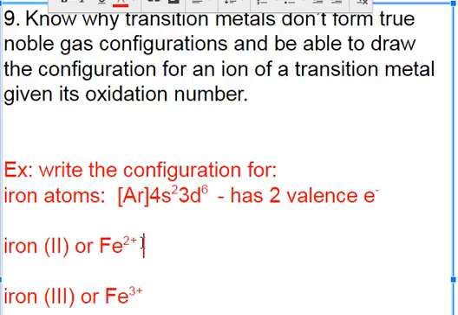So now when I go down here, if I draw the configuration for iron when it loses 2 electrons, which 2 is it going to lose? The 2 valence. Those are the easiest ones to lose. Least energy. It's all about energy. So boom, those 2 are gone. And now it has this 2 plus charge on it. That's what iron 2 looks like. But it's still got the 3d6.